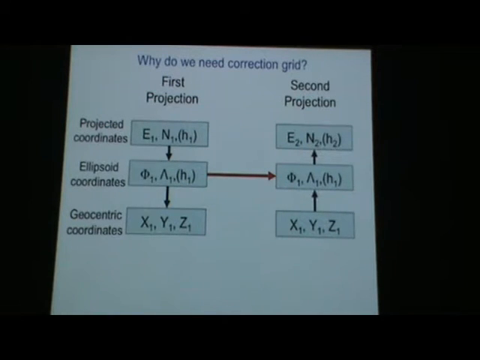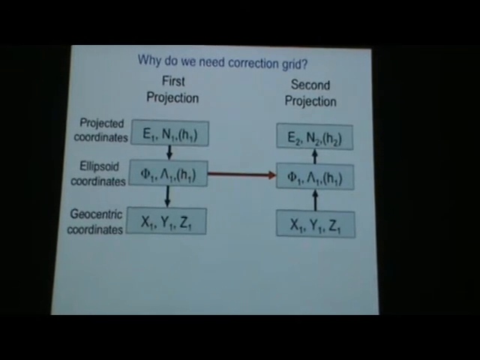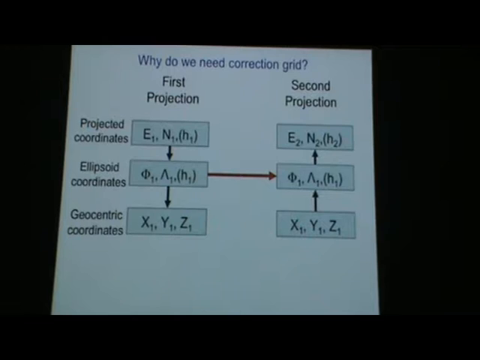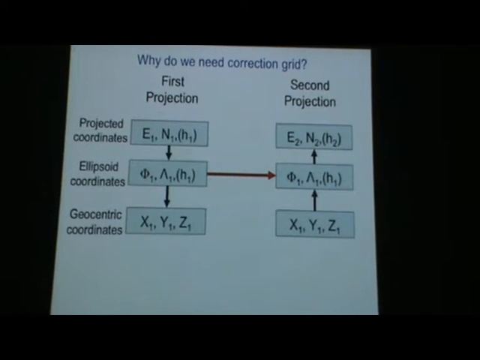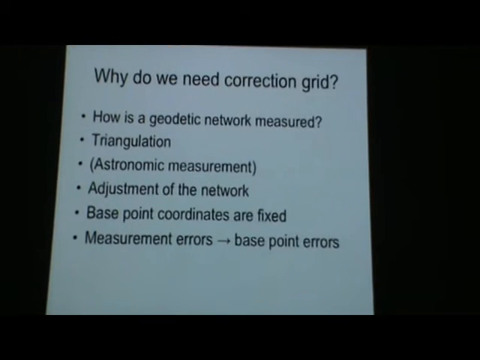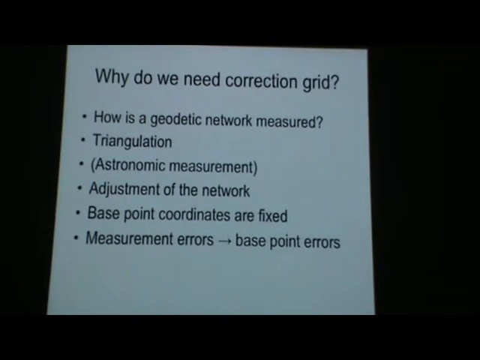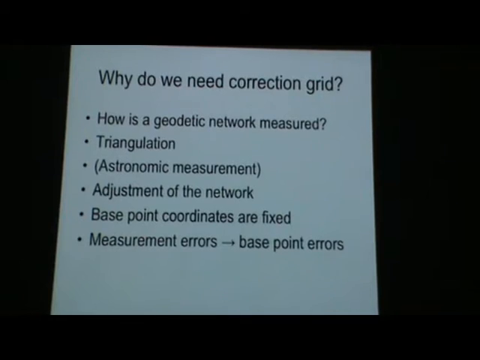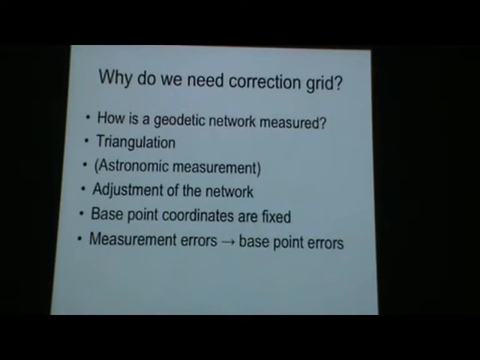Okay, why do we need a correction grid? We need a correction grid because the ellipsoid coordinates transformation is not a closed form transformation, not accurate enough. Why is it not accurate? Because it's an outcome of the geodetic system. How is a geodetic system generated?